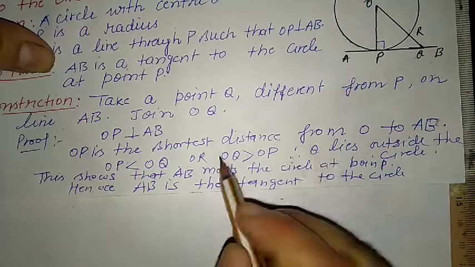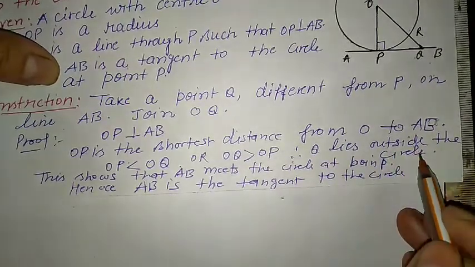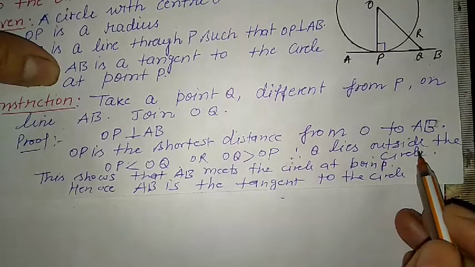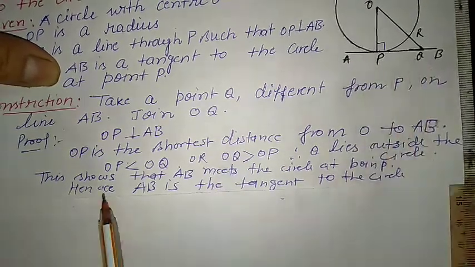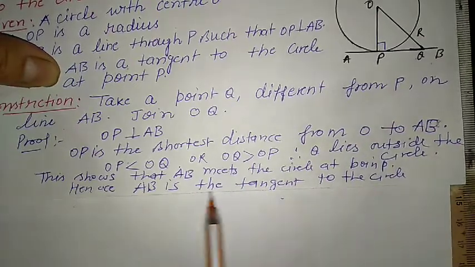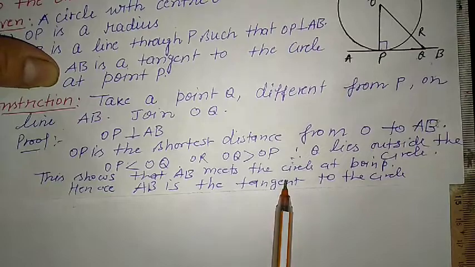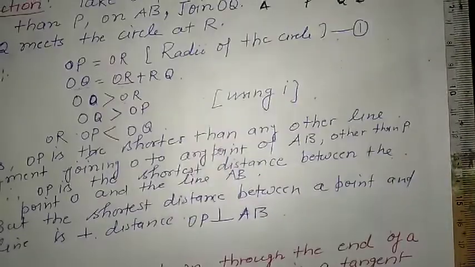What does it mean that this distance is greater? It means Q lies outside the circle. So what does it mean? That only the P point is on AB. Hence this shows that AB meets the circle at point P. Hence AB is the tangent to the circle at point P. This was a converse of the first theorem.